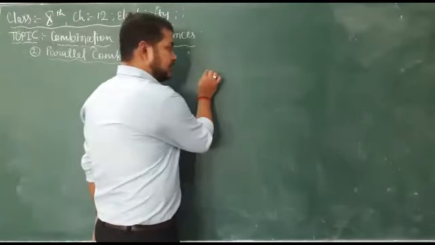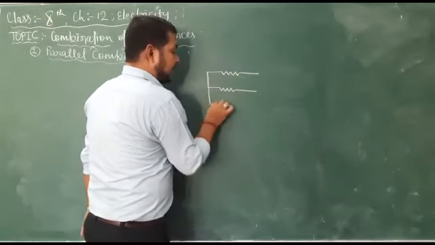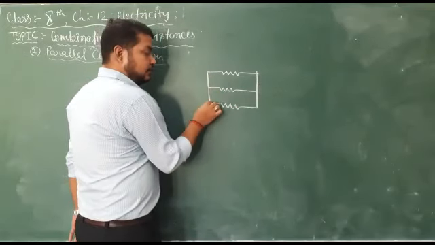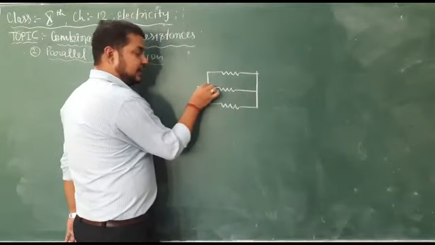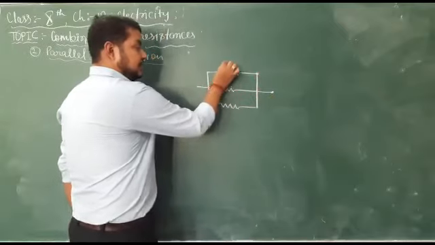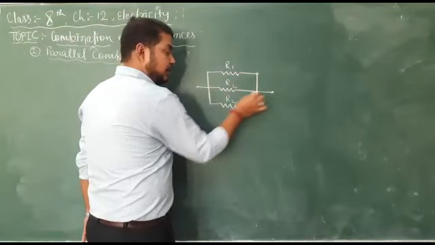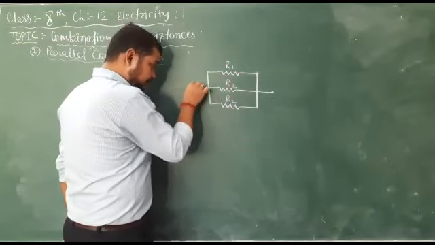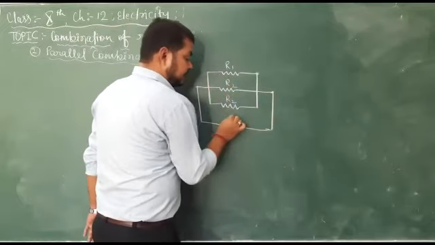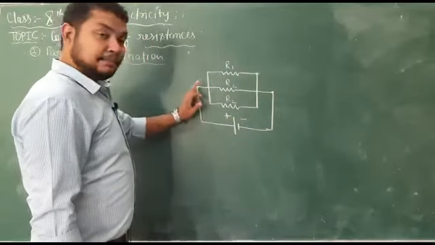In this type of combination, all the resistors are joined at a common end. Here one end of all the resistors is joined at a common end, and the other end is joined here commonly. The resistances R1, R2 and R3, the two ends of the combined value, are connected across a cell, positive and negative. Now this is a parallel combination.